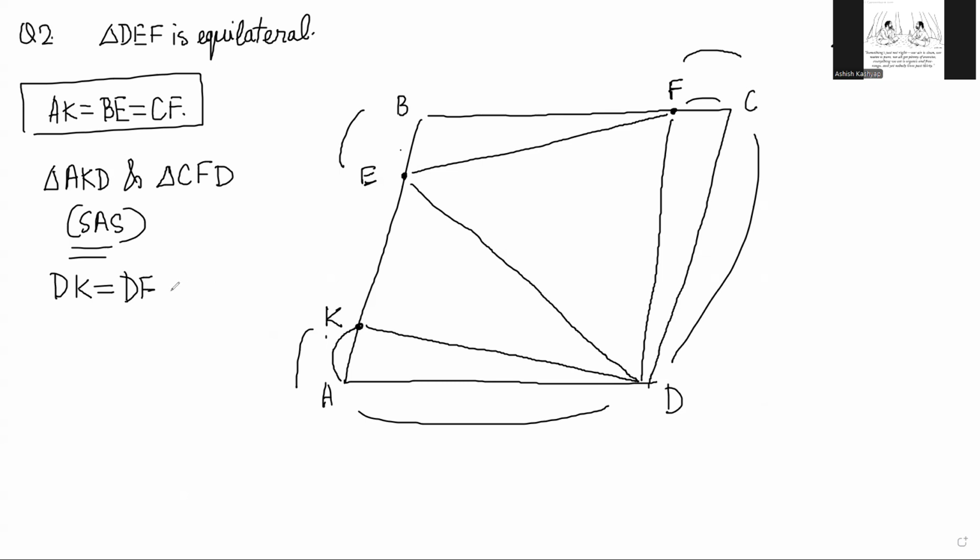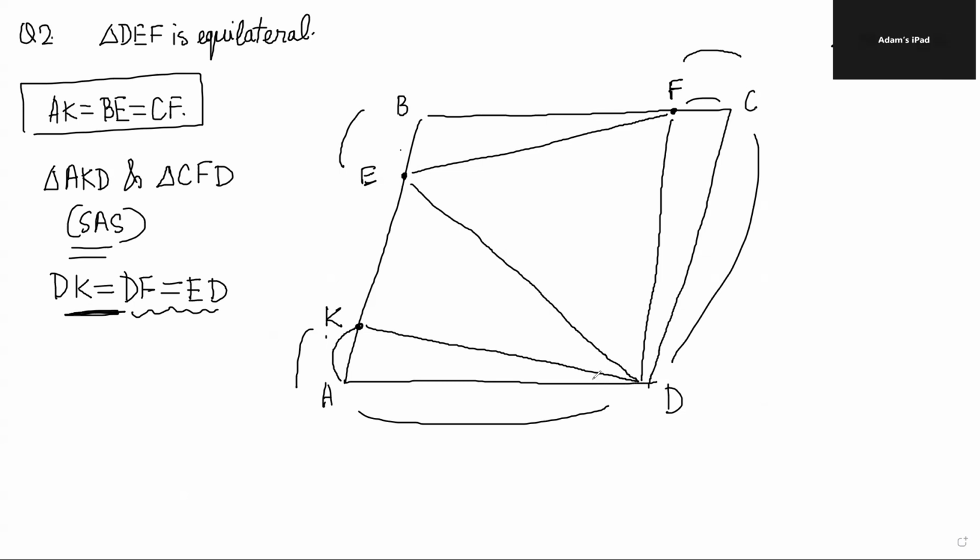So now we can say that because of congruency, DK is equal to DF, which is equal to ED, right? Because this is because of equilateral, this is because of congruency. So now we know that DK is equal to ED, right?